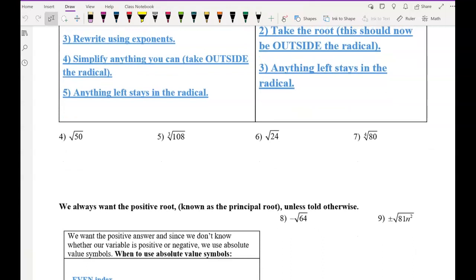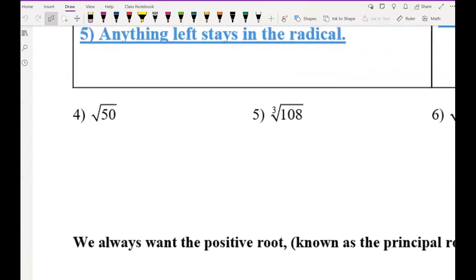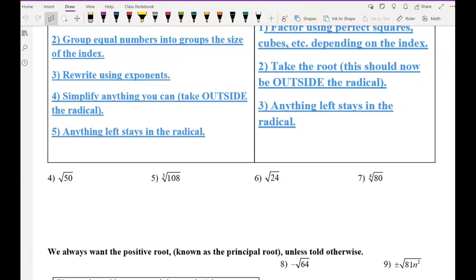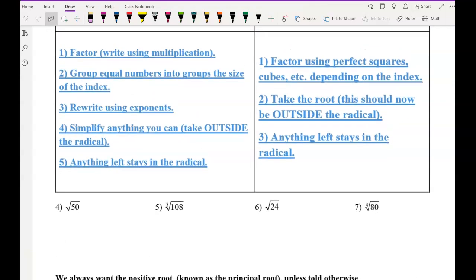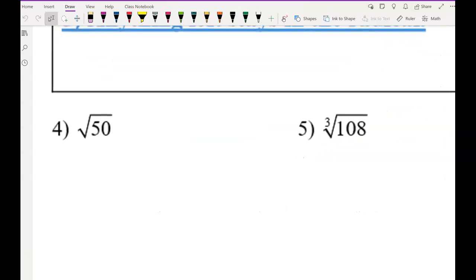So number 4, let's simplify this really quickly. We want to simplify the square root of 50. And guys, if you need to hit pause so you can write down the steps here, please do so. Number 4, square root of 50. So the first thing we want to do is break it down. Because it's a square root, we want to break it down into 2 ways, okay?